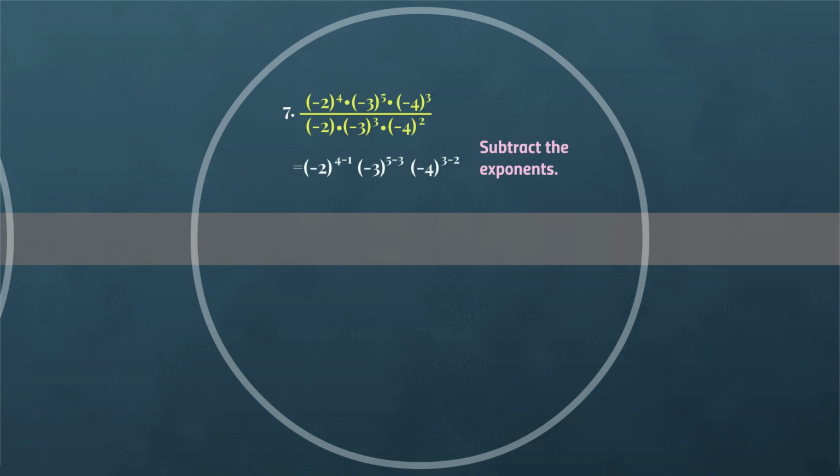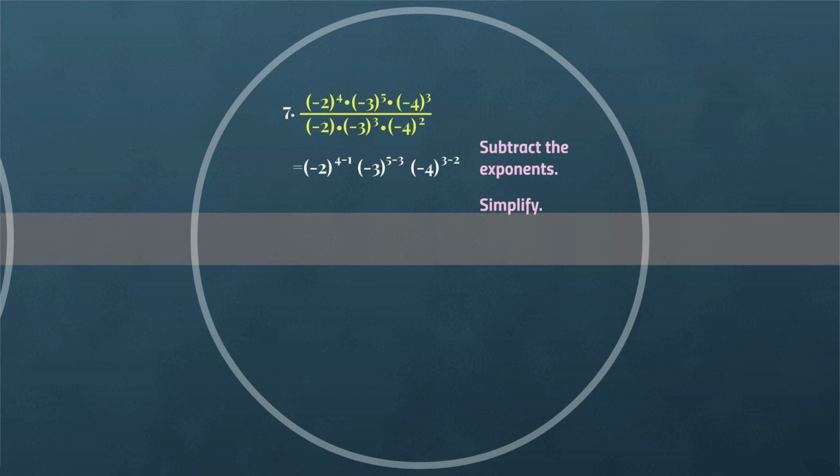And now we're down to our final example. For the last example, we have the product of negative 2 raised to 4, negative 3 raised to 5, and negative 4 cubed over the product of negative 2, negative 3 cubed, and negative 4 square. Since we already got the hang of simplifying quotient of powers, we will proceed straight to subtracting the exponents. So, write what we are going to subtract.